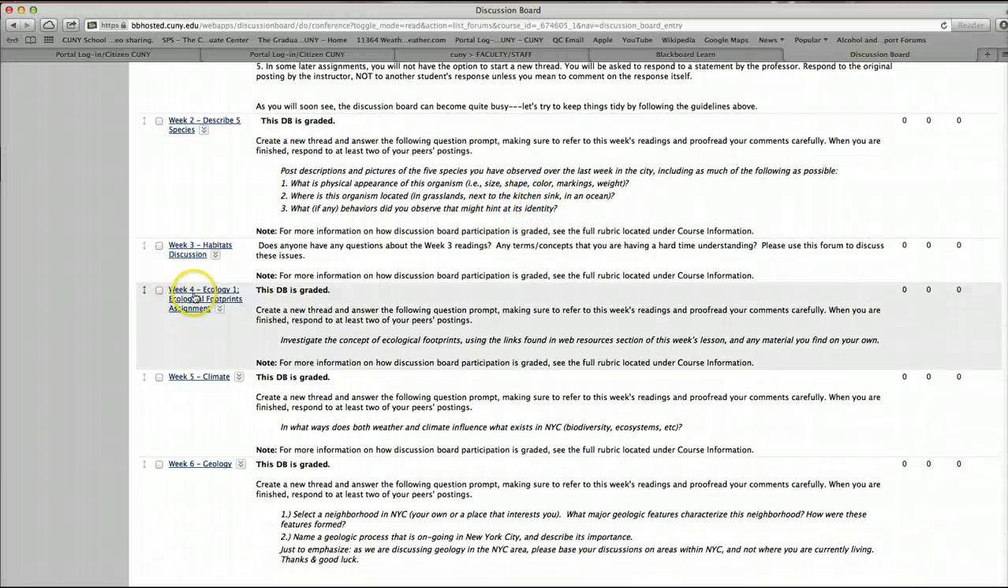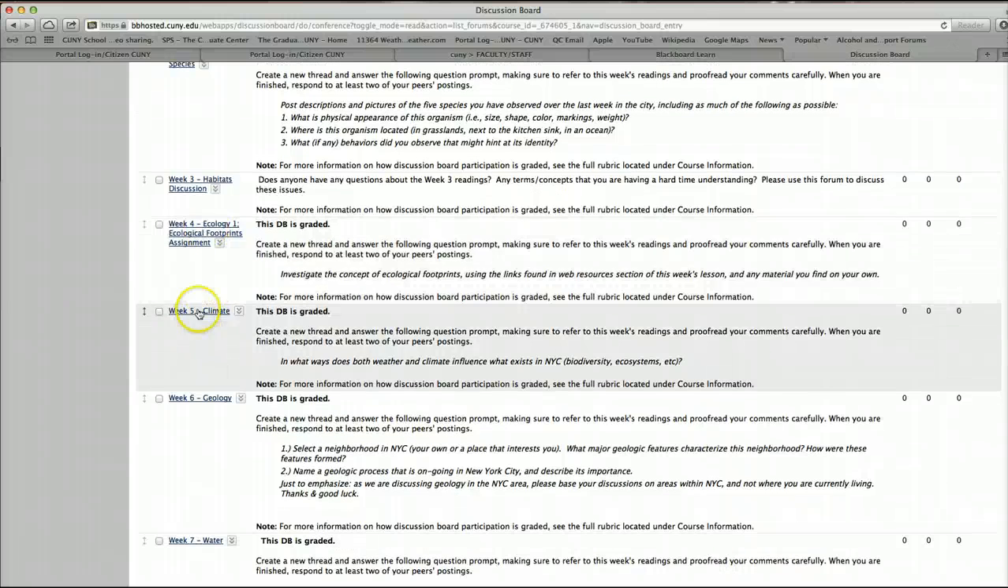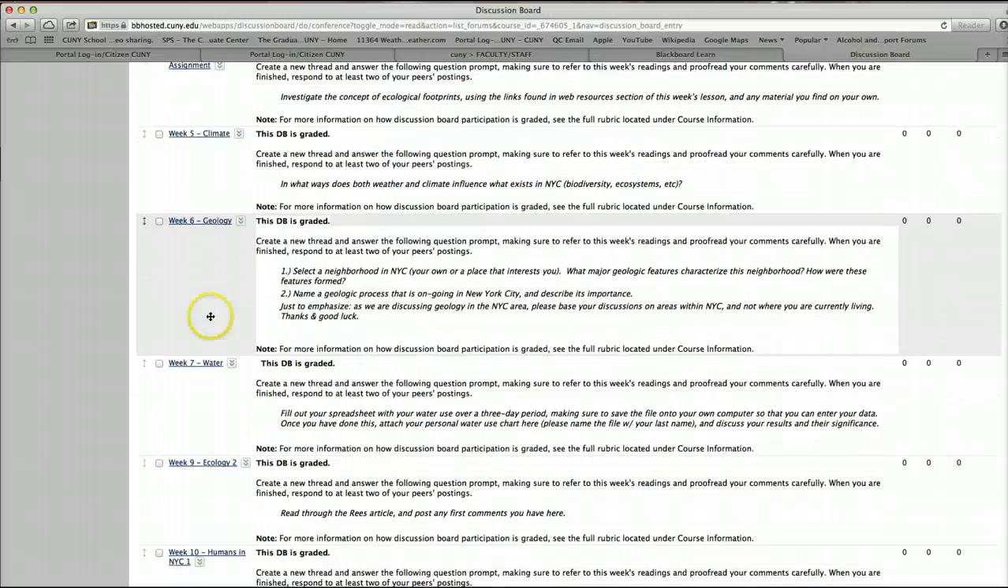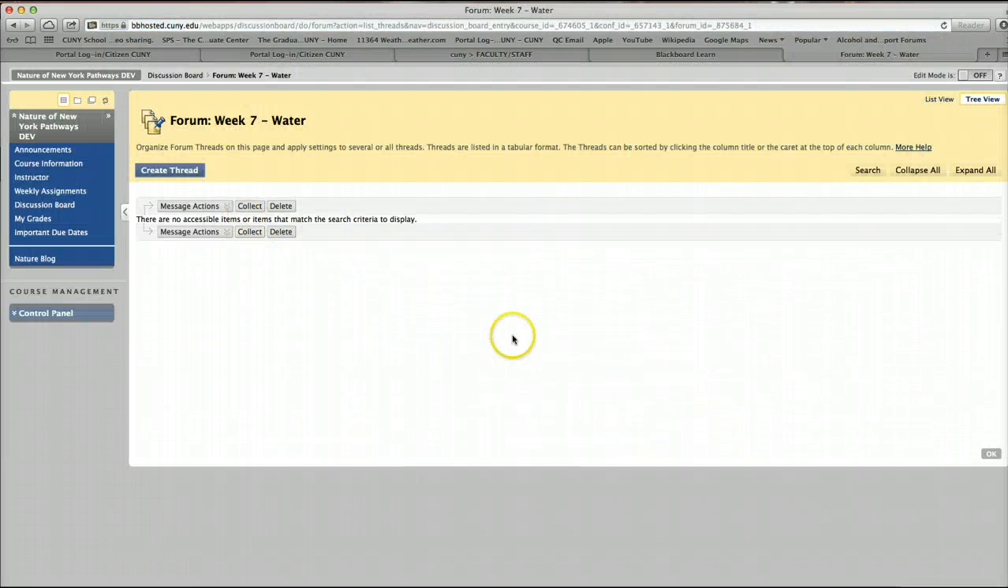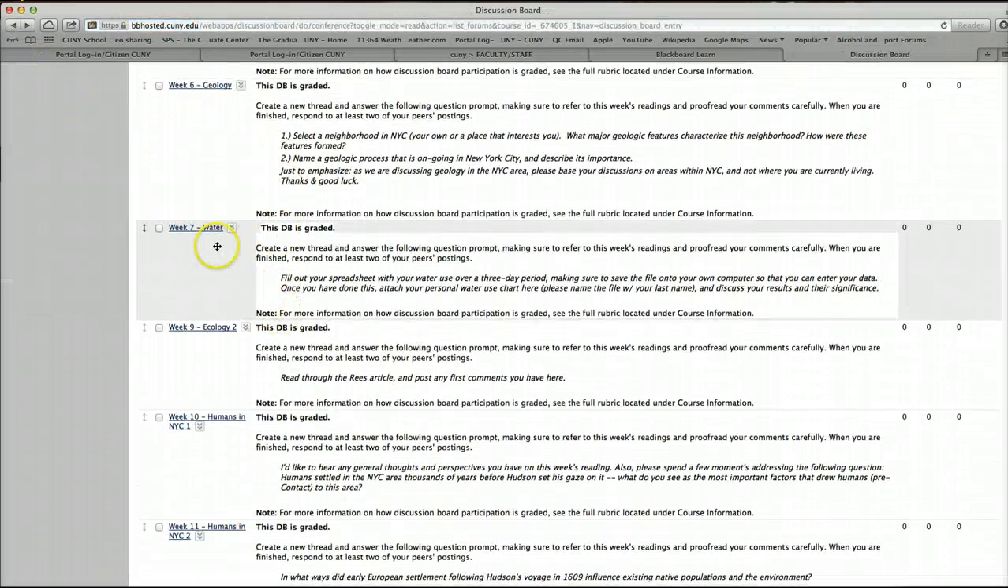Habitats, ecological footprints. There will be assignments. Each week there will be assignments. Climate, geology, water. For instance, if I go to water. Let me back up. How do you back up? Well, use these arrows over here. Okay, let me go to water.